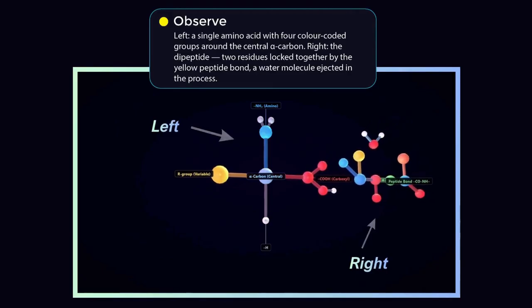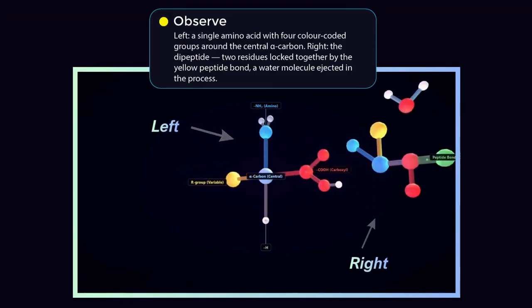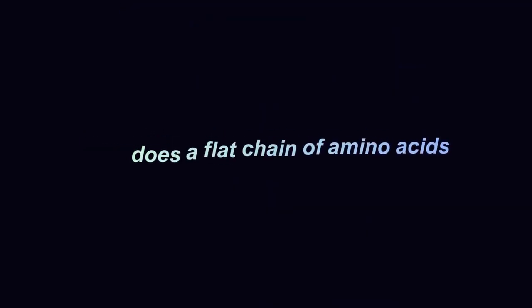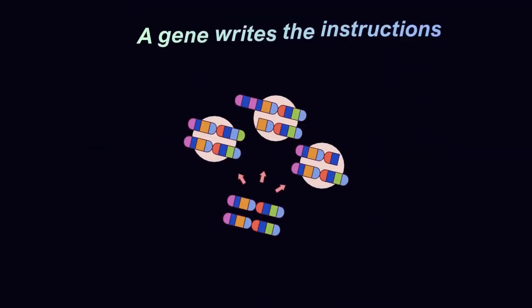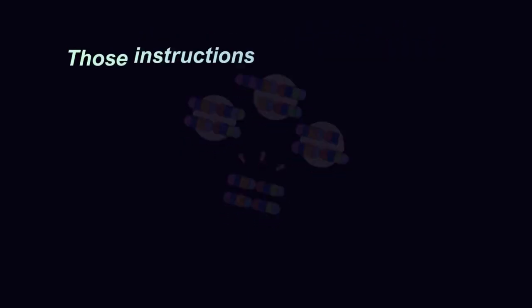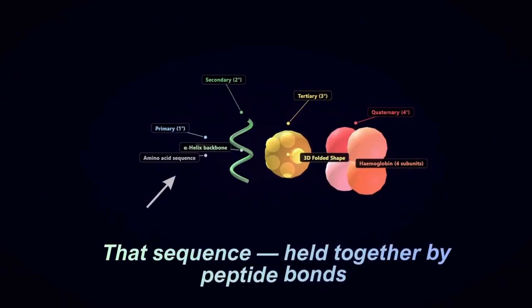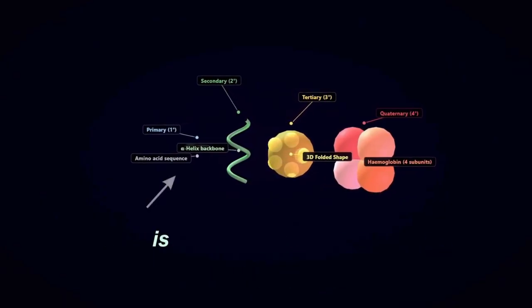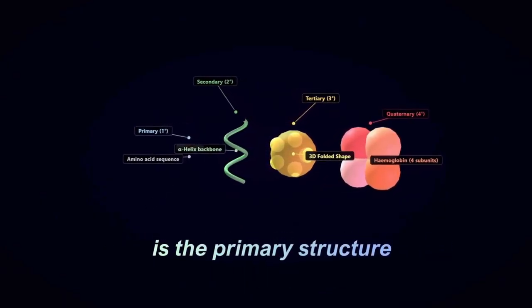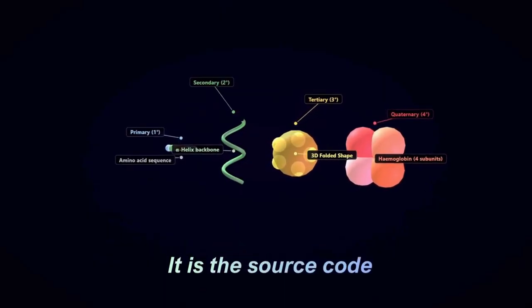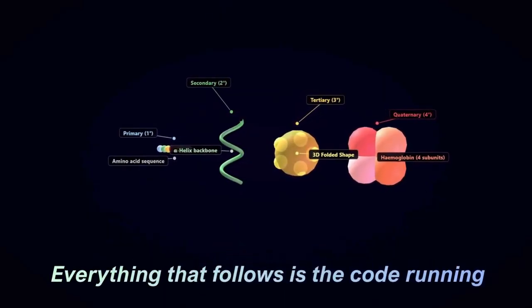Tracking this protein polymer, our next build focuses on peptide folding. How does a flat chain of amino acids become a working 3D machine? A gene writes the instructions. Those instructions spell out a sequence of amino acids. That sequence, held together by peptide bonds, is the primary structure. It is the source code. Everything that follows is the code running.